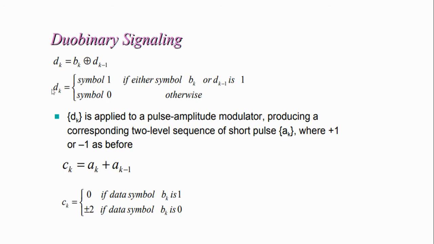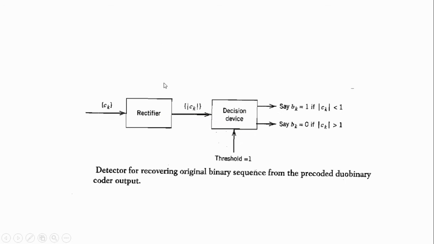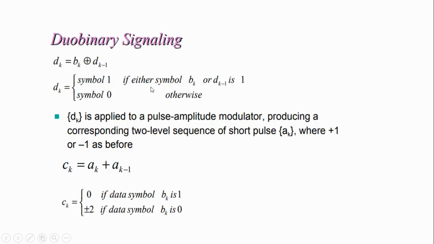Here d_k is equal to p_k XOR function of d_(k-1). Here t_k is equal to symbol 1 if p_k and d_k is 1, and 0 otherwise. If any of the function p_k or d_(k-1) is 1, at that time the symbol 1 is propagated. Otherwise, symbol 0 is propagated.